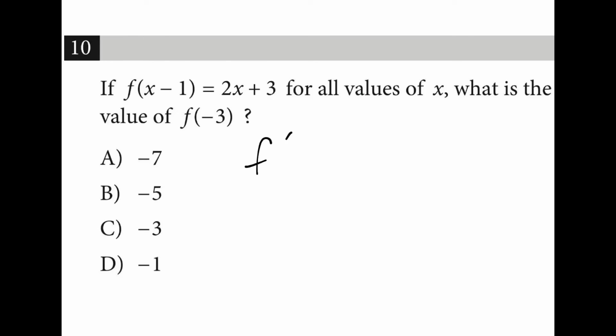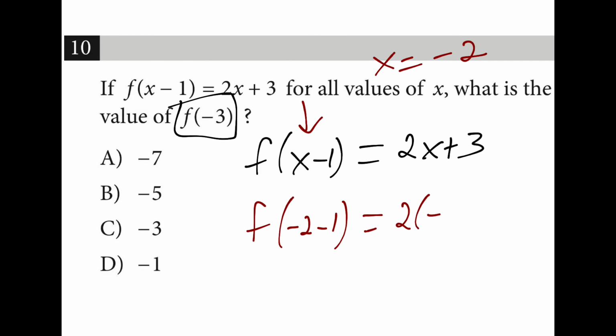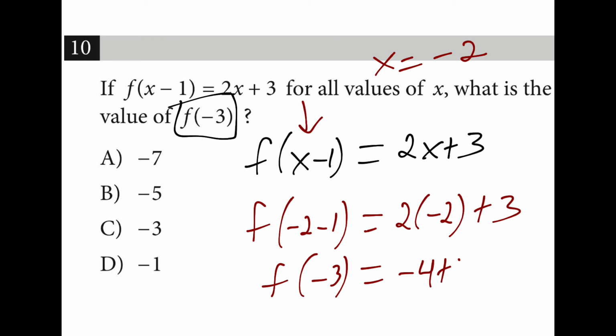So they tell us in this one that f of x minus 1 is equal to 2x plus 3. If I want to plug in f of negative 3, what value of x can I plug in here to make this negative 3? What minus 1 will be negative 3? So what about if I pick x is equal to negative 2? On the left, I have negative 2 minus 1 is equal to 2 times negative 2 plus 3. So on the left, I have f of negative 3. And on the right, I have negative 4 plus 3, which is just negative 1.